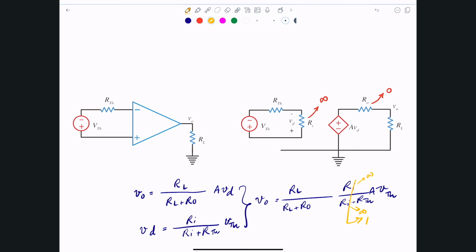That's all. And in here, we decided that our output resistance should be 0, so this will be 0. If this goes to 0, RL divided by RL also becomes 1. So we end up with this equation, which is V output is simply A times V Thevenin.